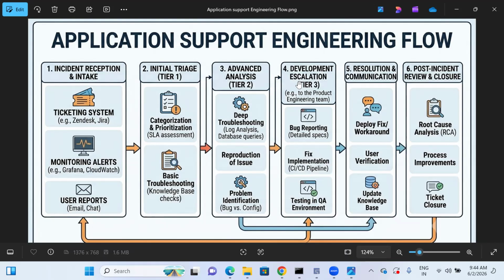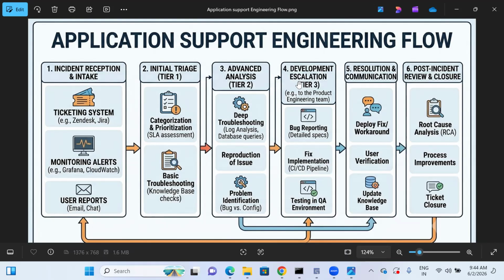The fifth phase is called resolution and communication. Once the fix or a workaround is confirmed, it is deployed. The team has to validate the resolution with the users, as well as update the internal knowledge base to prevent further recurrences. Everything will be involved in resolution and communication.